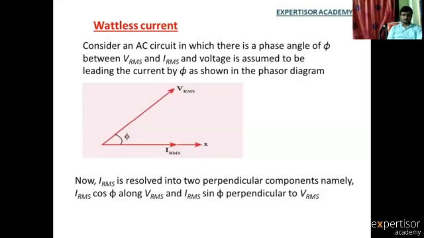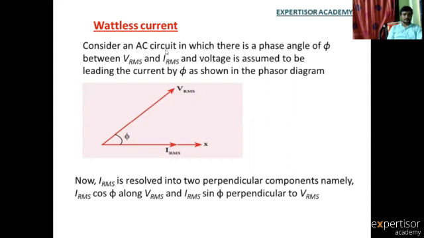In this video, we discuss wattless current and power factor. So consider an AC circuit in which there is a phase angle of phi between root mean square voltage and the root mean square current.